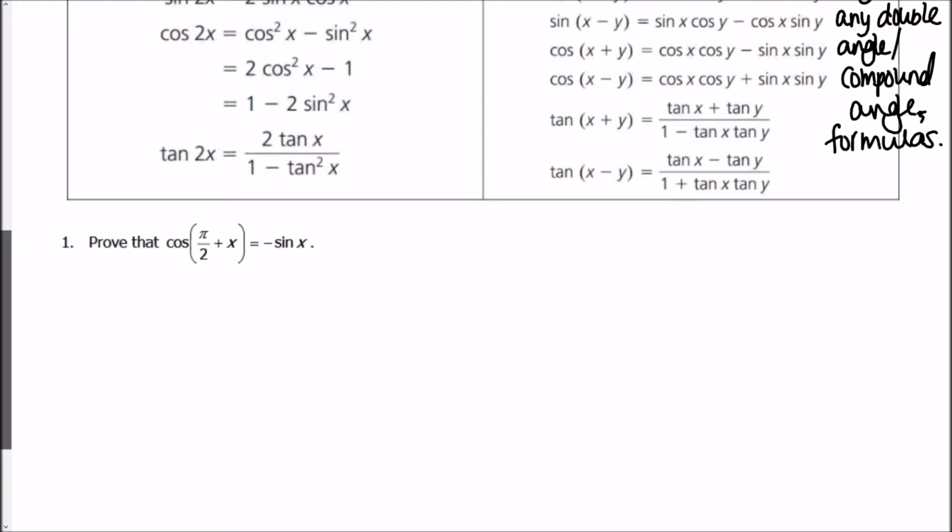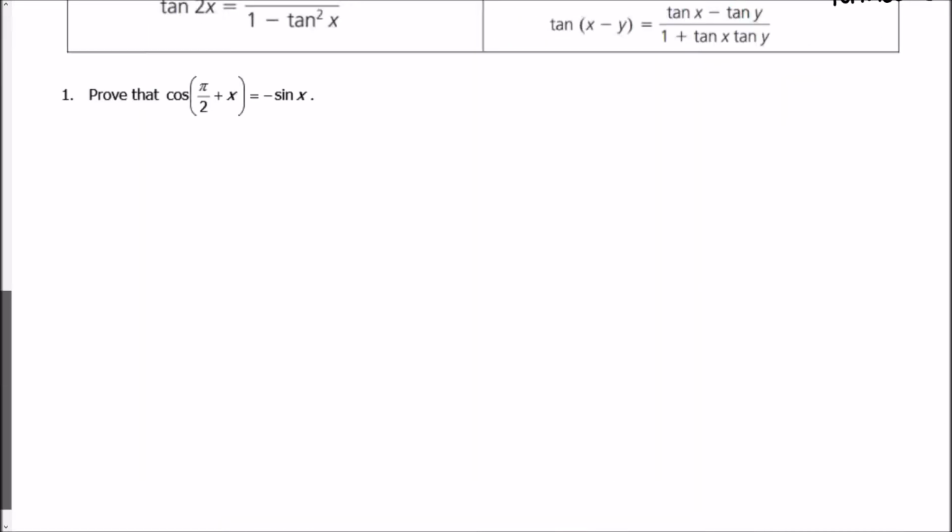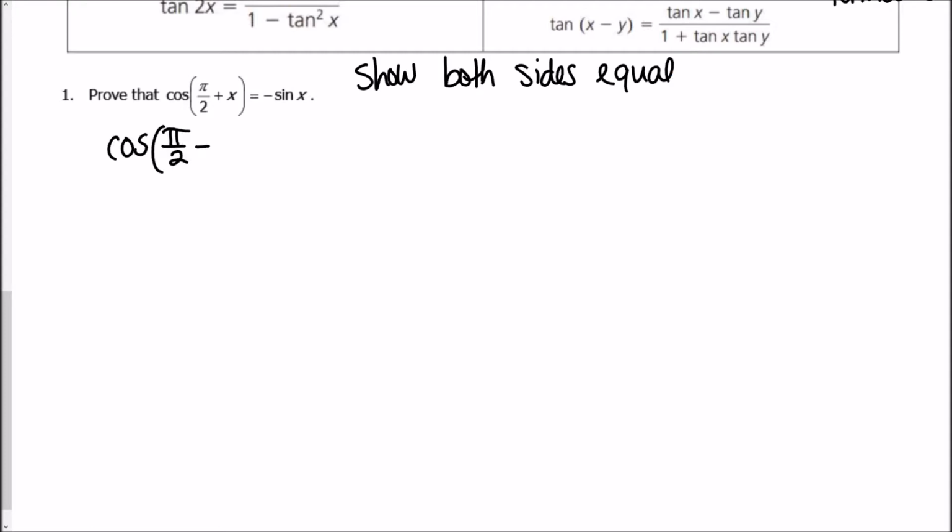So remember, if we want to prove something, we want to show both sides are the same. We can do a left side, right side, but what I'm going to do is I'm just going to deal with both sides until I get to a point where both sides are going to be exactly the same. Okay? So I want to prove that cosine of pi over 2 plus x is equal to negative sine of x. Okay? So since everything already is in terms of sine and cosine, I'm not going to rearrange any of that stuff.